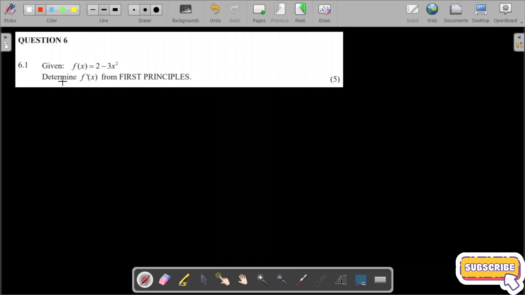We are still on that question from Mpumalanga, the May-June question paper. Remember, we are preparing for our trial exam. So now, let's get into it. This was question 6, the first part of it, which deals with first principles. So we need to derive using the first principle.